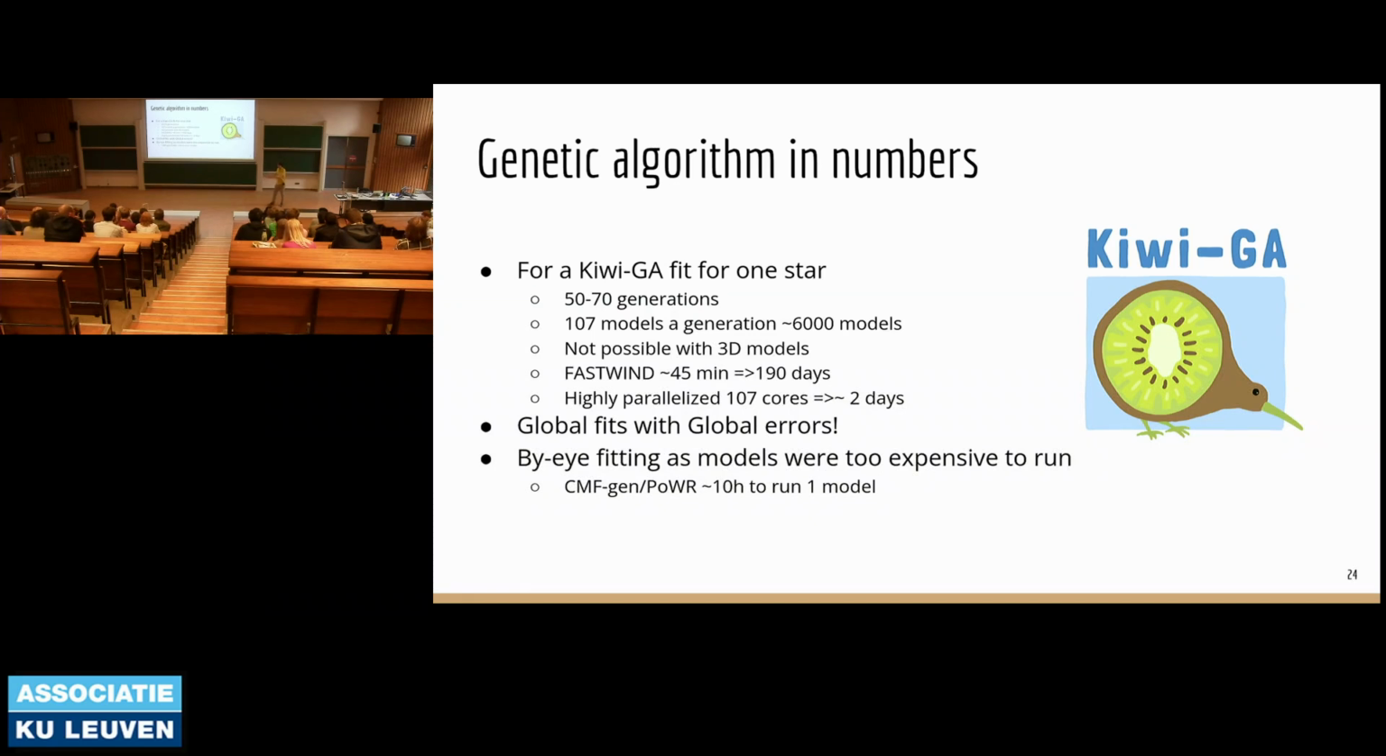You haven't explored the parameter space, and exploring the parameter space is super expensive. You were trying to avoid that. So how do you go to errors from here? Error estimates are super hard to do if you do by-eye fitting, and it's still being done with codes like CMFGEN and Powr, because they take a long time to run again.